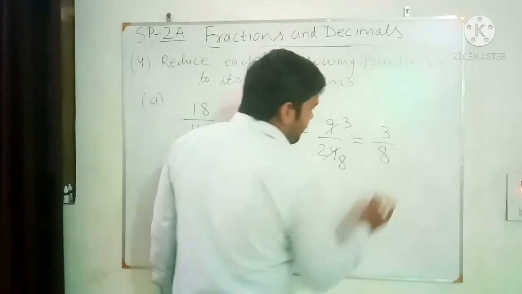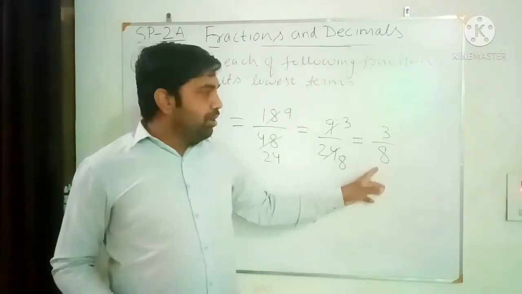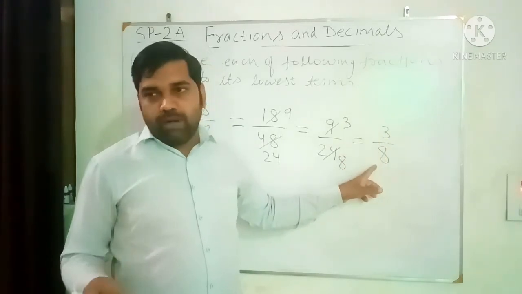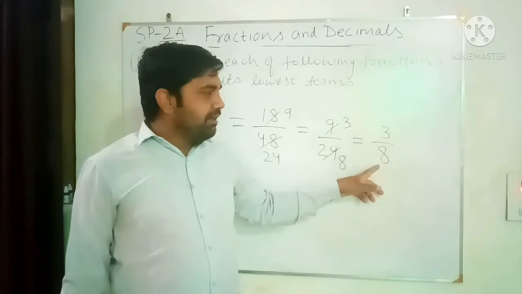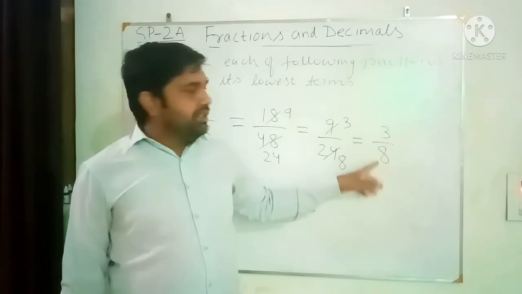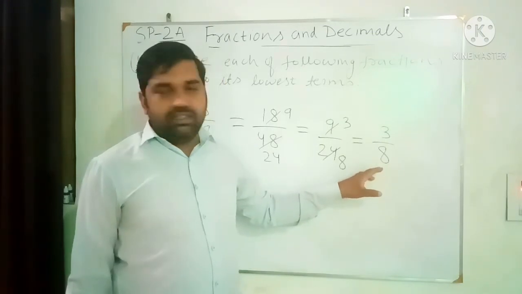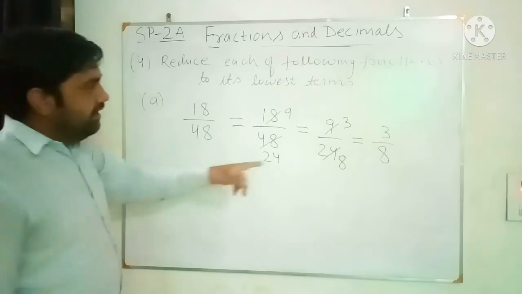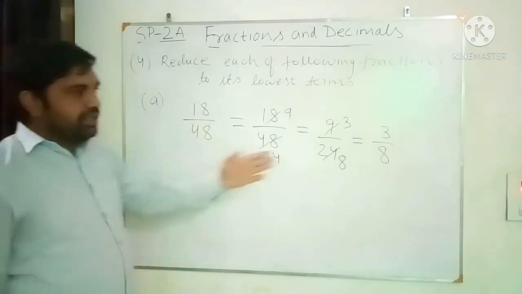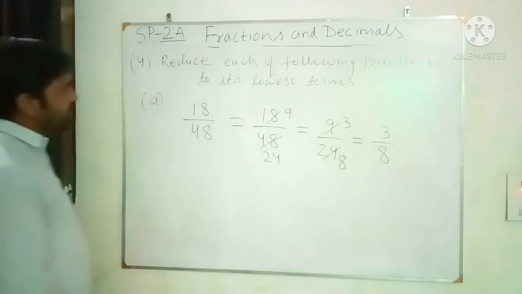Now 3 by 8 is a co-prime pair. Co-prime means the numerator and denominator have no common factor except 1. 3 comes in the table of 3 and 8 comes in the table of 2, so 3 and 8 are co-prime. There is no common number which divides both 3 and 8. So 3 by 8 is the lowest term. This is also an equivalent fraction, but it is in the lowest term. Like this we have to do.